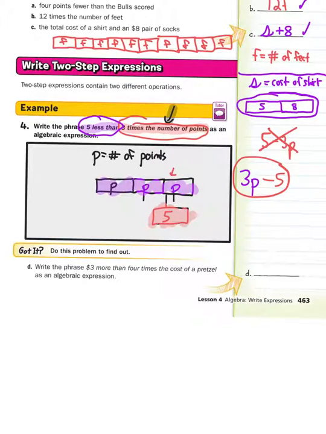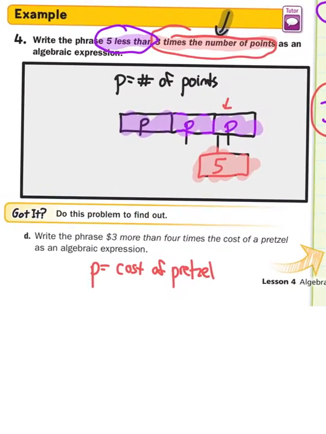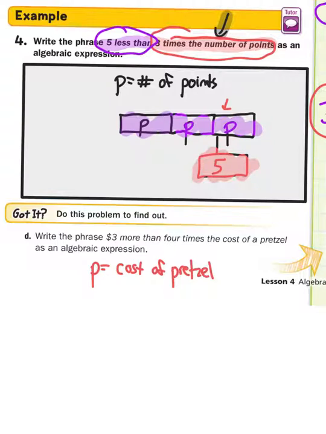So now you're going to try D. In D, it says, write the phrase $3 more than 4 times the cost of a pretzel as an algebraic expression. So I'm going to start you off. 1, you don't know the cost of a pretzel, so let's use P as the cost of the pretzel. Okay, next, we're going to break this into 2 chunks. First chunk is $3 more than. The second chunk is 4 times the cost of a pretzel.